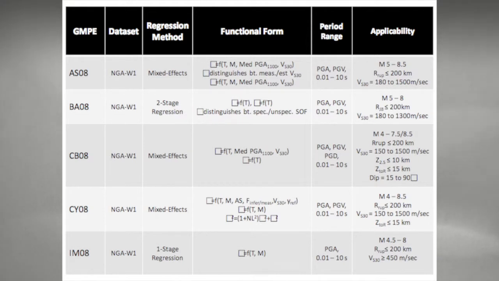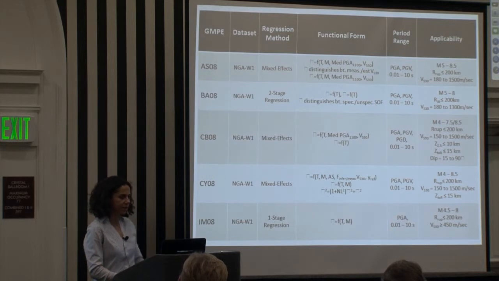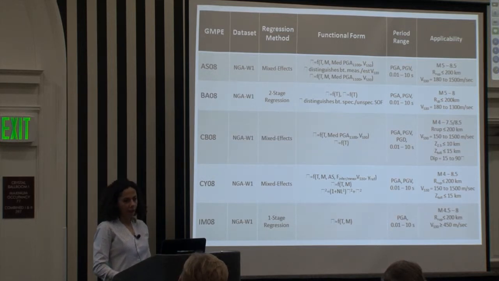All these models obviously use NGA West 1 data. They are applicable for a range of periods from 0.01 to 10 seconds, including PGA and PGV. Magnitude 5 to about 8.5, distance up to around 200 kilometers. VS30 from around 180 to 1500 meters per second.